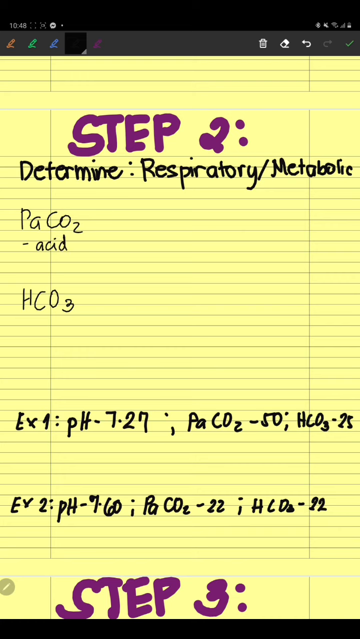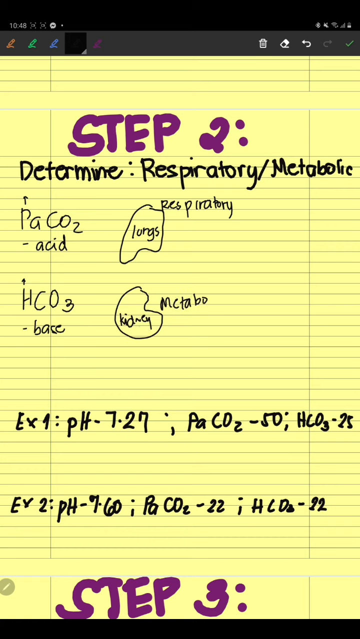So for your partial pressure of your carbon dioxide, take note, it is directly related with your acid. Why? Bakit directly related? The more carbon dioxide in the body, the more acidic it is. Yung bicarbonate naman, it is more related with your base or yung alkalinity. So, the higher your bicarbonate levels in the body, the more basic or alkalotic it is. We also mentioned that in the case of your PaCO2, it is controlled by your lungs. So, respiratory. Yung bicarbonate naman is related with your kidneys and it is metabolic.